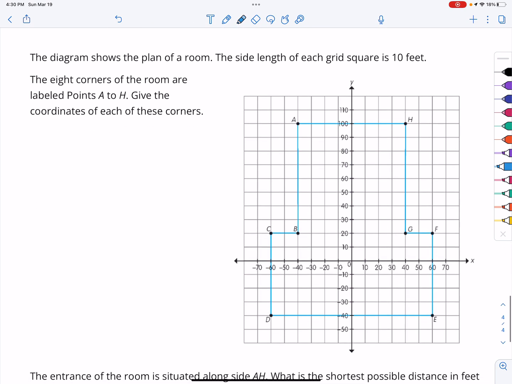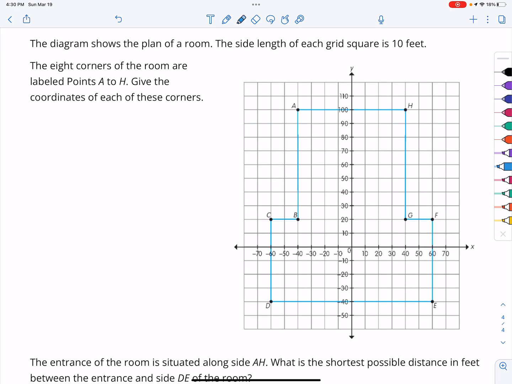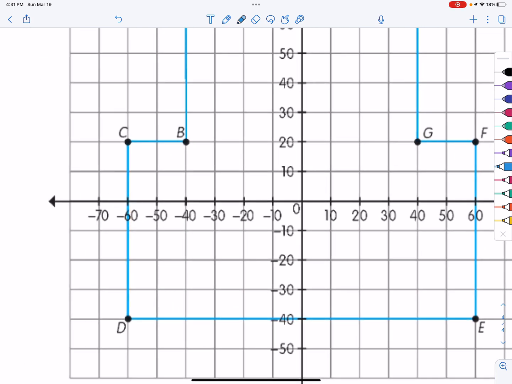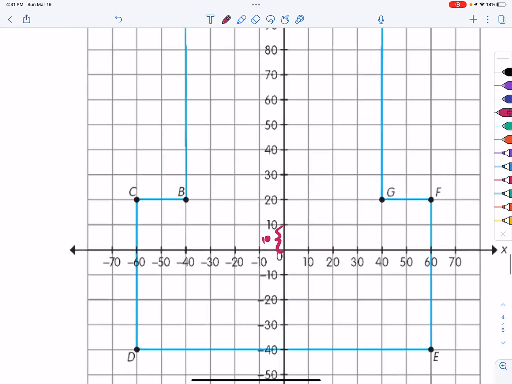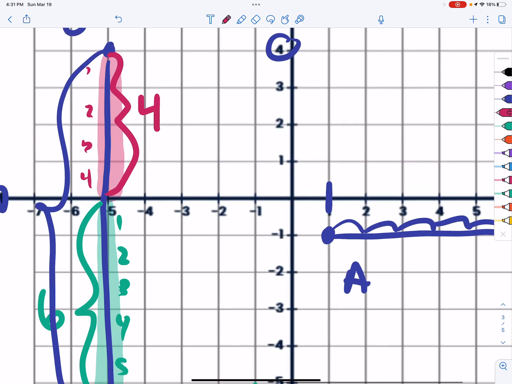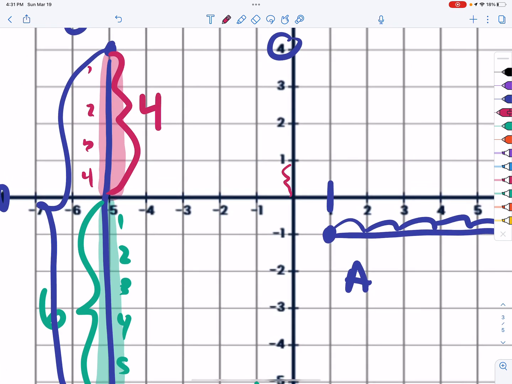Now, let's see. If we look here, this diagram shows a plan of a room. The side length of each square is 10 feet. So on our coordinate planes, the distance between the squares can vary. We call this our scale. And so in this problem, 1 square is 10 feet, whereas in our other example, if I scroll up a little bit, each square here is just 1 unit.